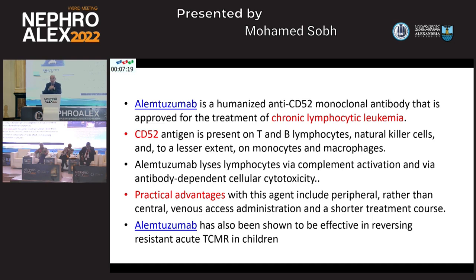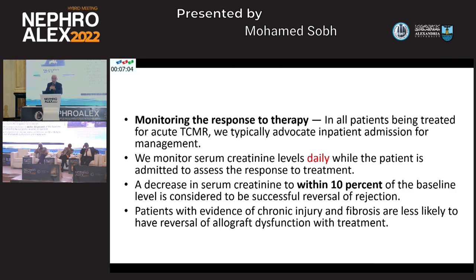The practical advantages with this agent include that it is given in a peripheral vein and it is just one dose, 30 milligrams. So it is very practical. Also, it has been reported to be successful in treatment of T-cell mediated rejection in pediatrics.